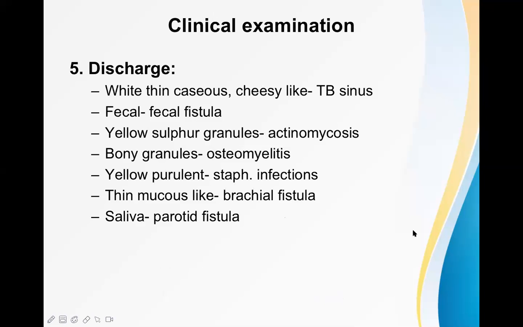Now, what is the discharge? What type of discharge is coming from this opening, and what information do we get from looking at the discharge? So let's talk about it. In case of tubercular sinus, a white, thin, cheesy-like discharge is coming out. This is the caseous material which is present inside, and that caseous material is just coming out. This is caseous necrosis, which is very common in tuberculosis. This is a hallmark of tuberculosis, you can say.